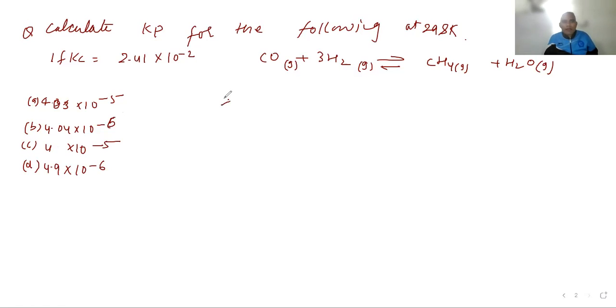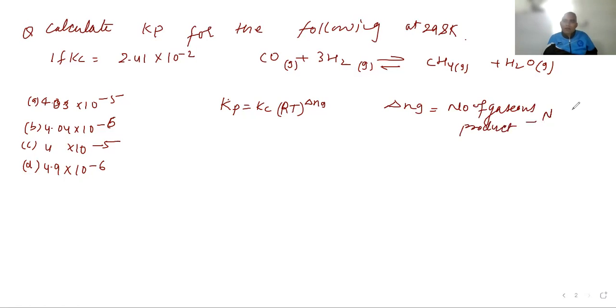First of all, we are writing the equation. Kp is equal to Kc RT power delta Ng. This is the equation. So let us try to calculate delta Ng. Delta Ng is the number of gaseous product minus number of gaseous reactant.